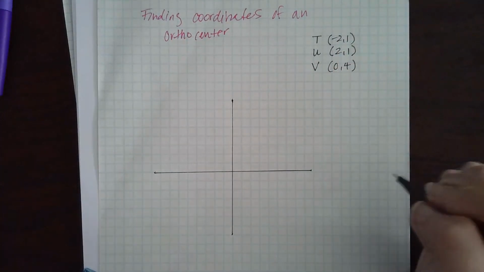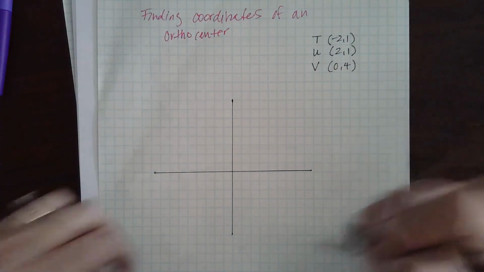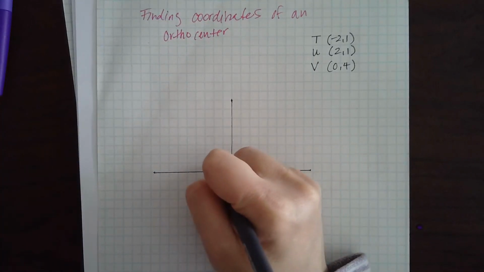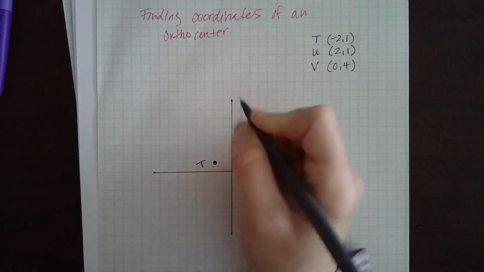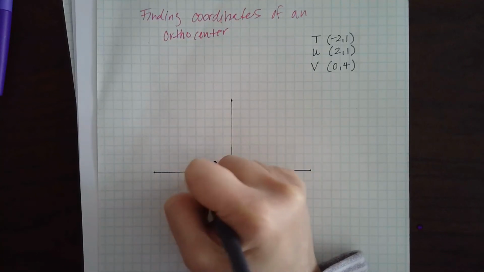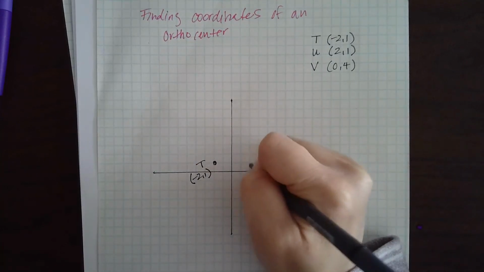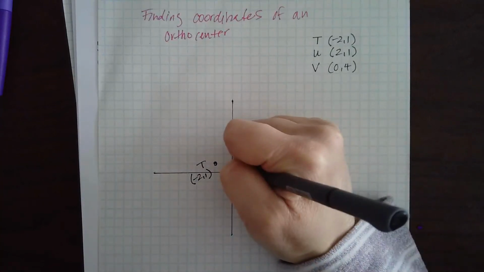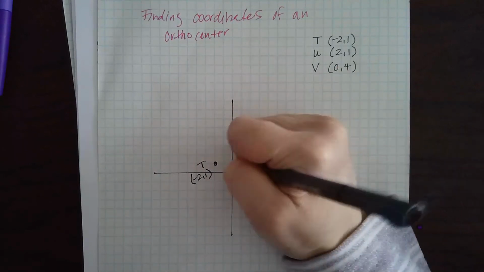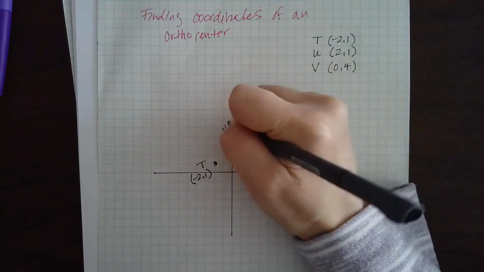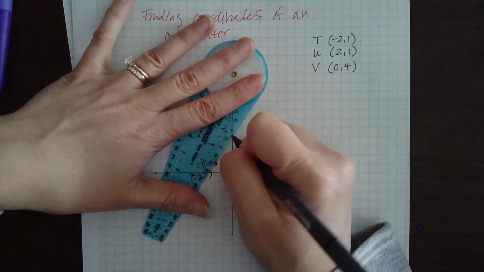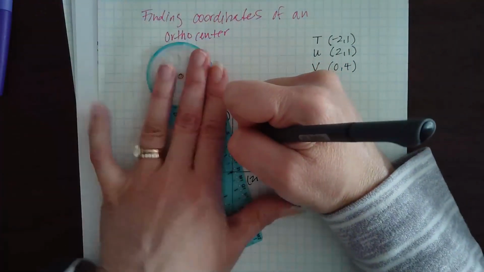This one is not going to be a right triangle, but you're going to notice that it has a horizontal side. All right, so (2, 1), so if we look at U, and then (0, 4): 1, 2, 3, 4. All right, so that's V, and that's (0, 4). Go ahead and draw on your triangle. It's kind of centered right around that y-axis.